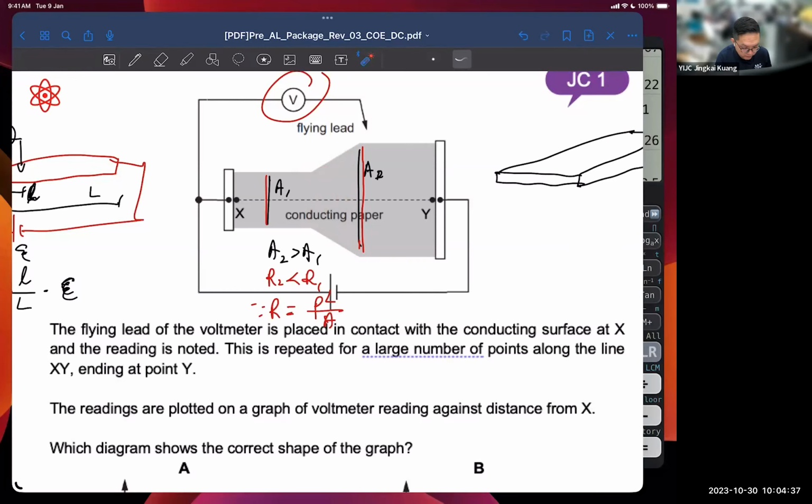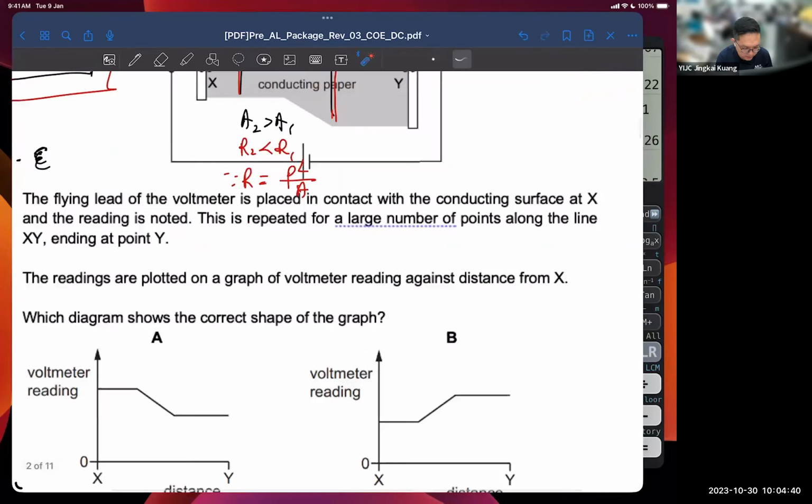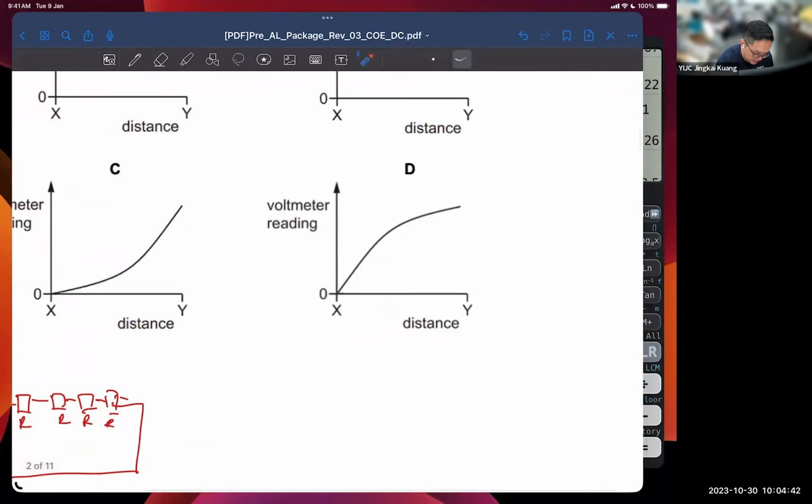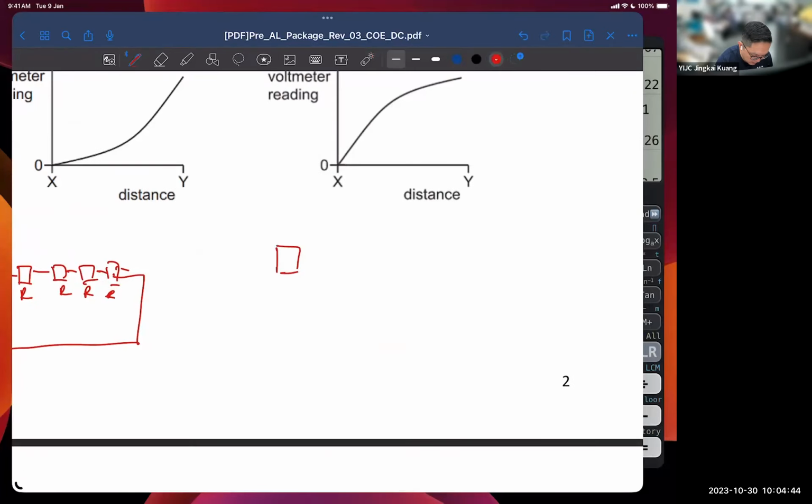So if I were to draw my resistors here, they basically look something like this. You have a very big resistance at the start, and then you have a smaller resistance, then an even smaller resistance. Okay, so you tap.